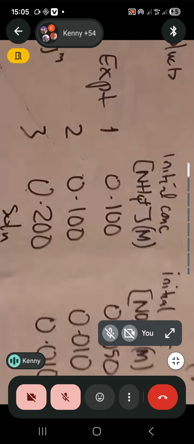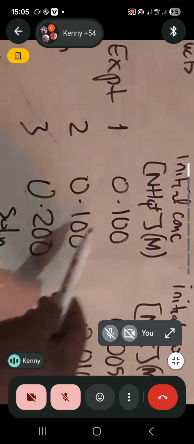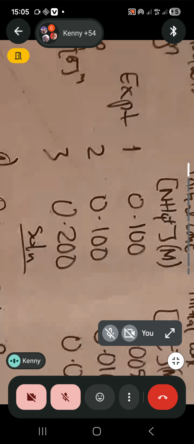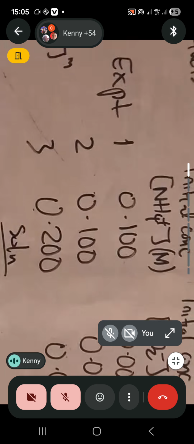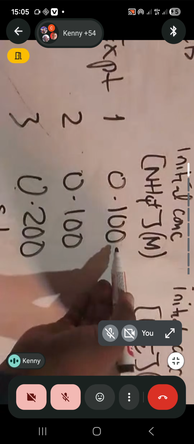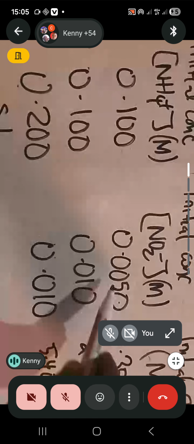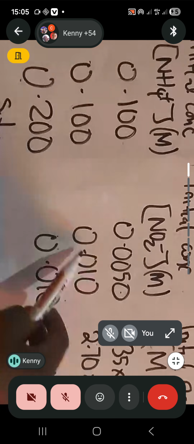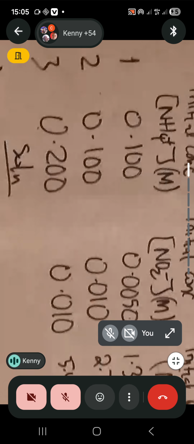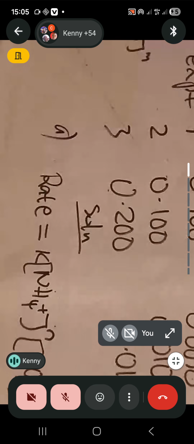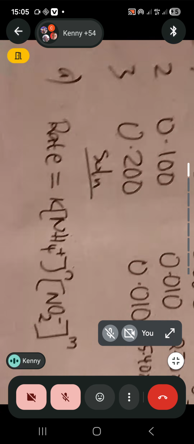Okay. So you can see here, compare experiments 1 and 2. You can see that the concentration of NH4 is constant, 0.100, while the concentration of NO2 minus is changing, 0.005, 0.010. So we can use these two to calculate the value of m. Okay, so we are going to apply the same equation that we have written.